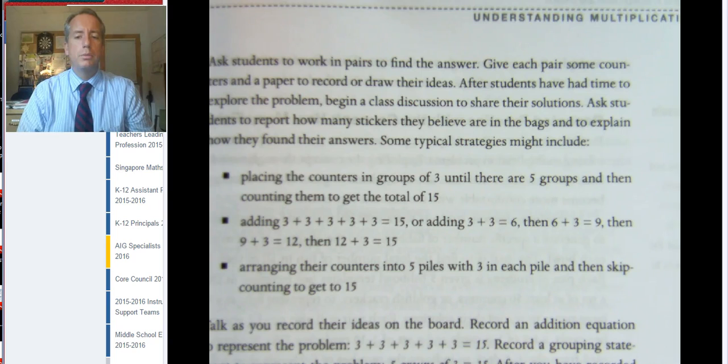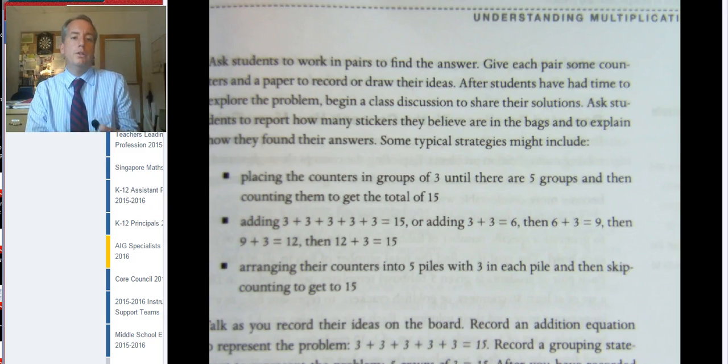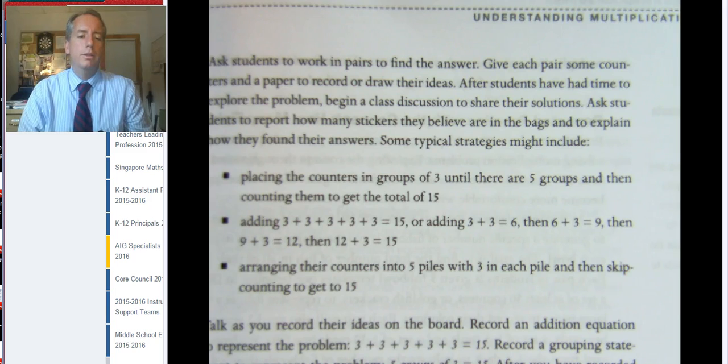But in terms of logistics, however, there is the difference in being able to put kids together who are using strategy 1 there, and then the 2 different strategies that are related in the second bullet. And then you could also arrange the counters into 5 piles, 3 each one, and just go 3, 6, 9, 12, 15. Each showing a different level of understanding, a different way of solving it.